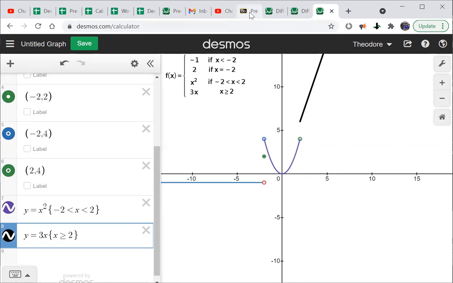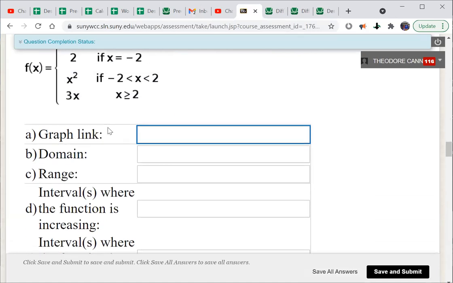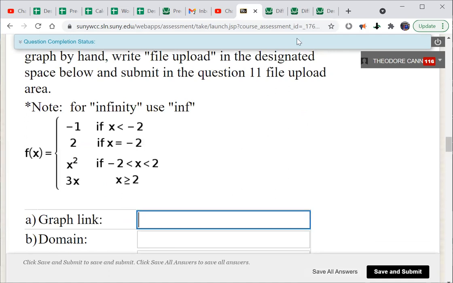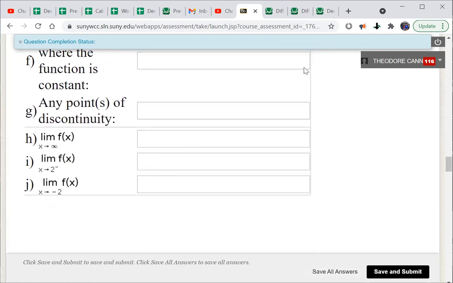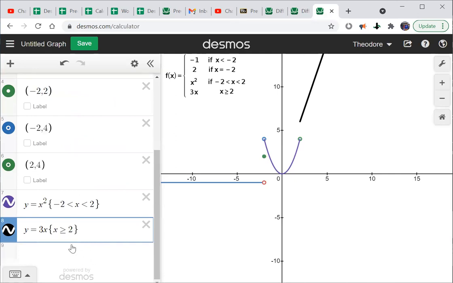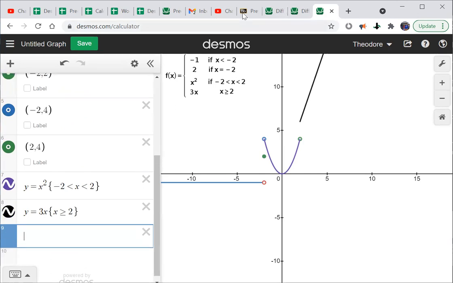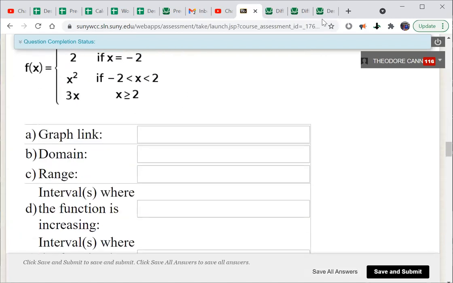Now, the other parts of this question say, graph link, you put your Desmos link in there. If you're doing it by hand, then you would just type in here that you're doing it in the file upload part. So question 11, you're going to upload a hand-drawn picture. Domain, range, interval where it's increasing, decreasing, constant, and any points of discontinuity. So what I would do, if I wanted to do everything on Desmos, I'd just start putting it all in here, and in Blackboard, I'd type C Desmos and then paste it, and just have all my stuff in the Desmos.